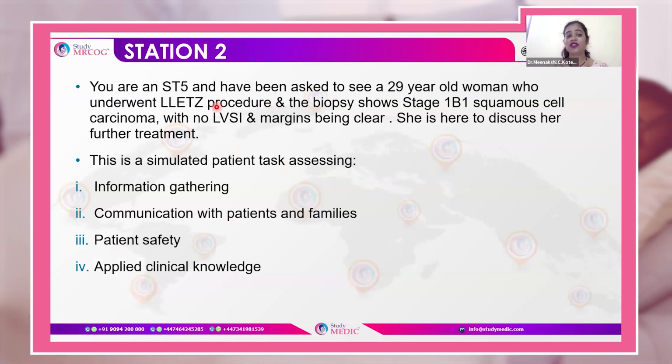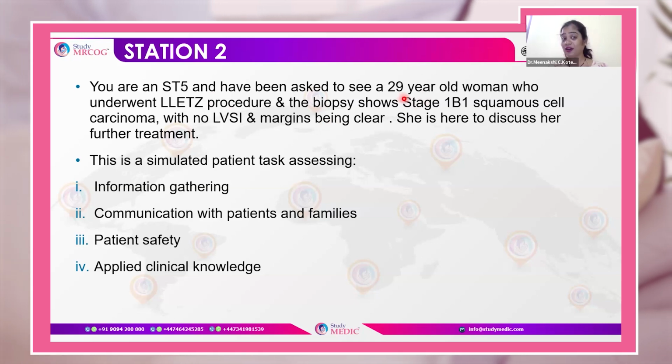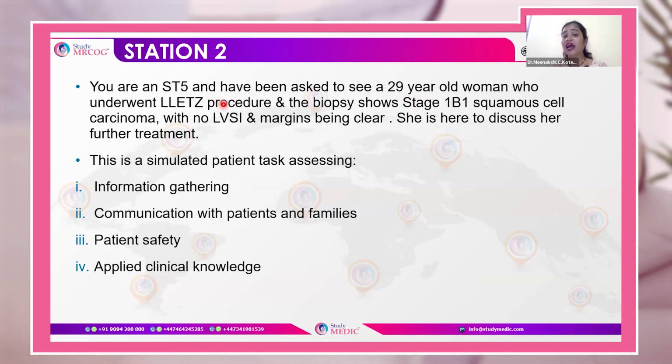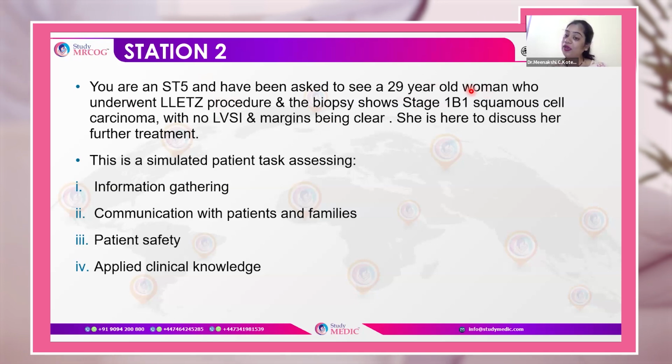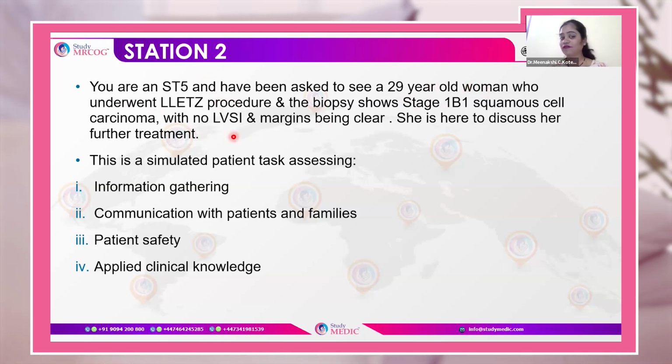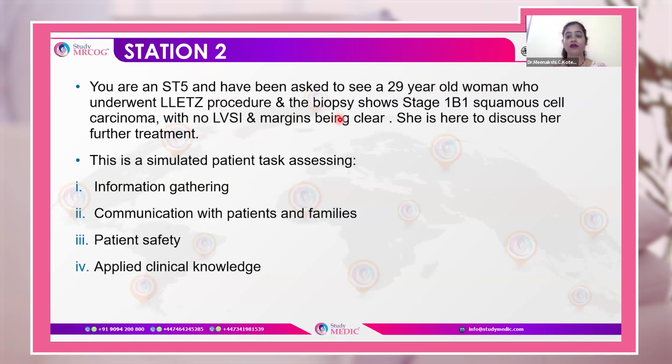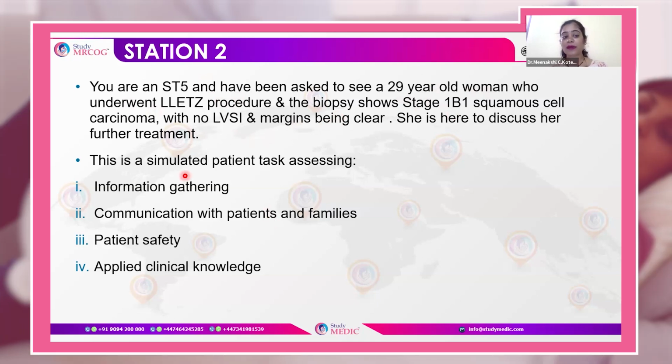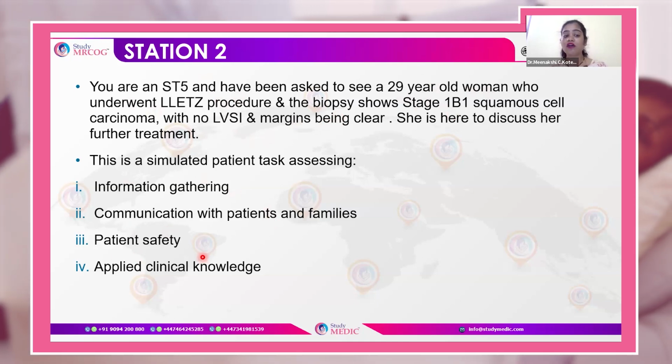And the next station is that you're an ST5, you're seeing a 29-year-old, which means she's a young woman. She's undergone LEEP, and the biopsy has shown stage 1B1 squamous cell carcinoma. There is no lymphovascular invasion. The margins are also clear. And now she's come to discuss the management, and here we have the 4 domains.